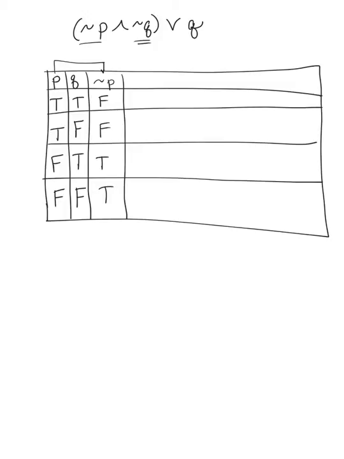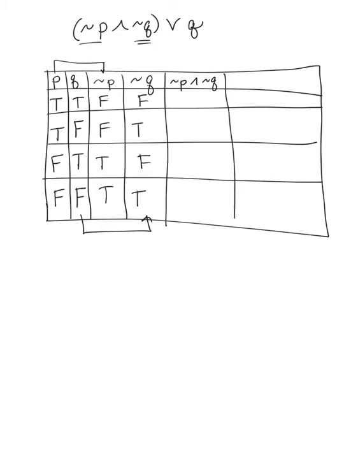I have a not Q, so I need to make a not Q column. So we'll look at the Q column and negate everything: false, true, false, true. Now the next thing I have to do is what the parenthesis says. I've got a conjunction here. So it says look at the not P column and the not Q column and perform the conjunction, because this symbol means conjunction. It's an and.